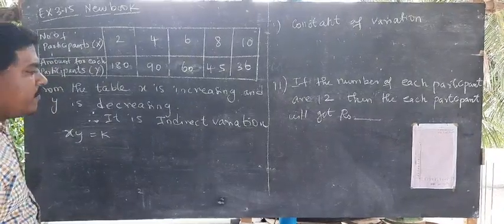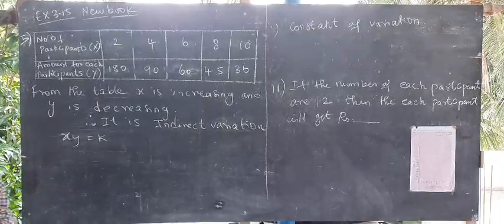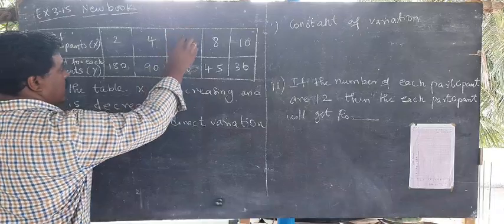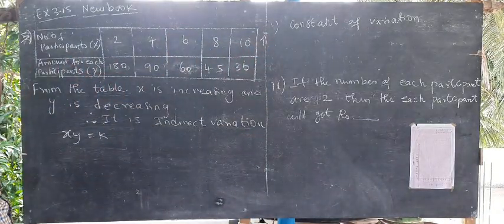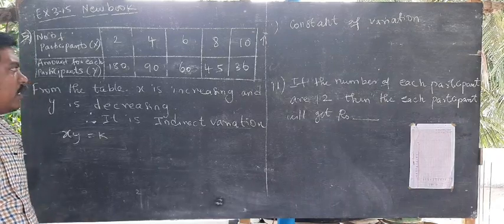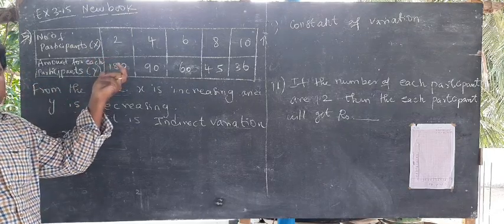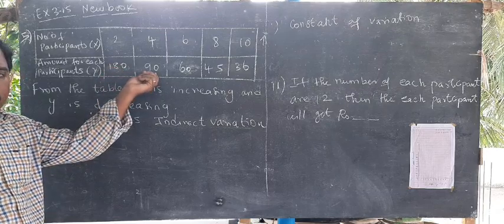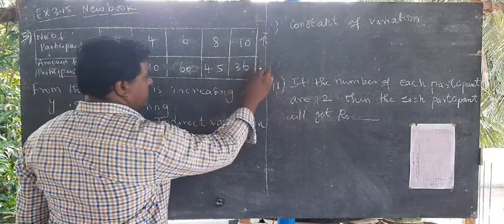So first we need to find whether it is increasing or decreasing. Here x is 2, 4, 6, 8, 10. It is in increasing order. The number of students participating is 2 and then 4 and then 6 and then 8, 10. But the amount, the total amount will be 180. 2 participants means 180, 4 means 90, 6 means 60, 8 means 45. It is in decreasing order.